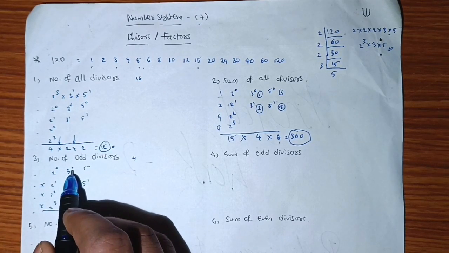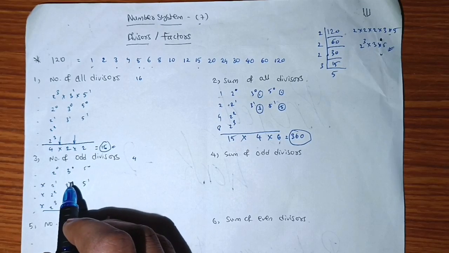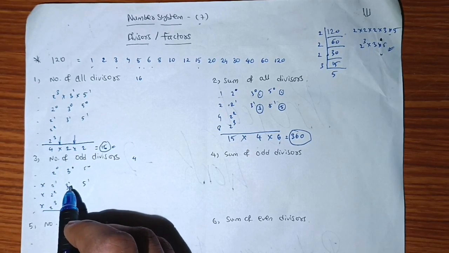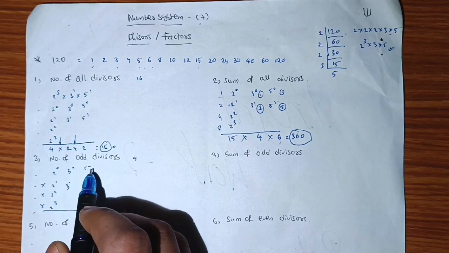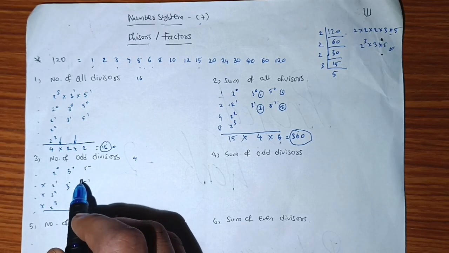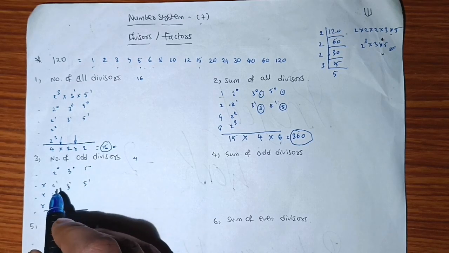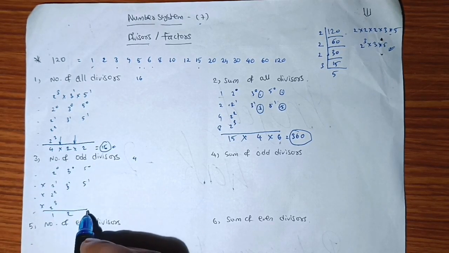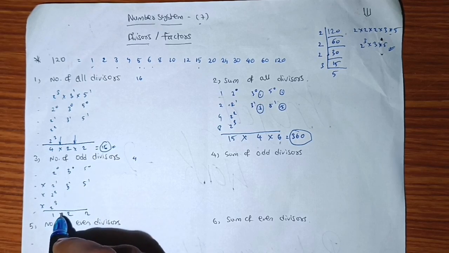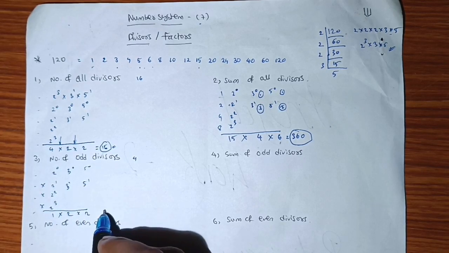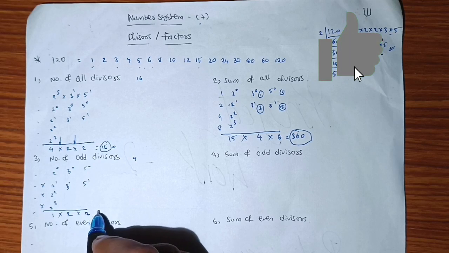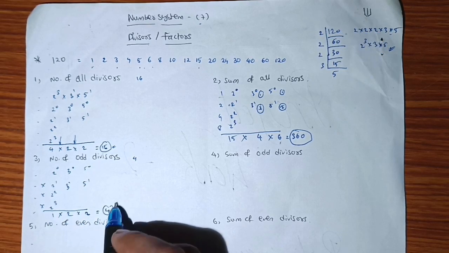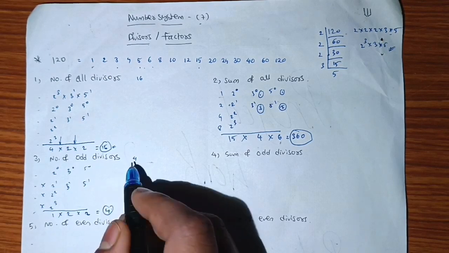Here 3 power 0 is 1, so we need not ignore it. 3 power 1 is 3, an odd divisor, so we need not ignore it. So here also there is no ignoring. So here the count is 1, here the count is 2, and here the count is 2. You need to perform multiplication between these. If you do so, then our answer is 1 into 2 into 2 which is 4. So see here, you get the same answer.